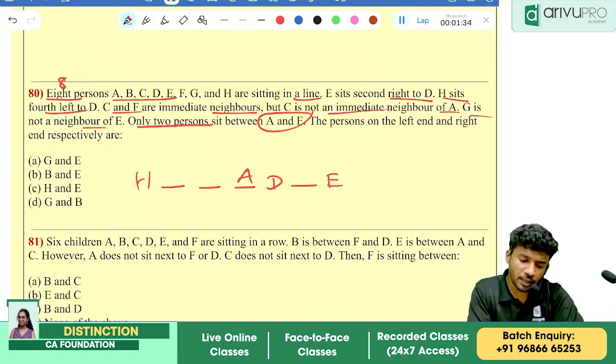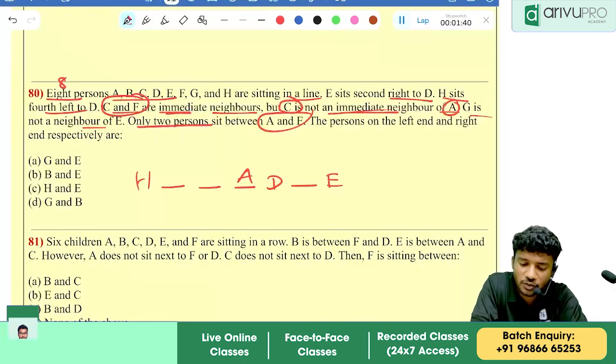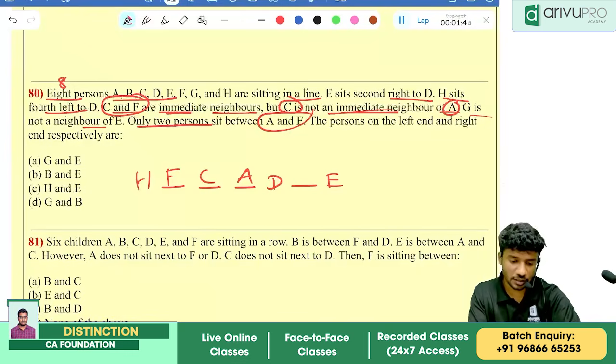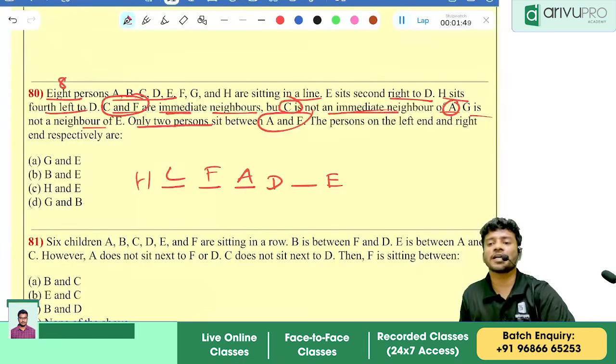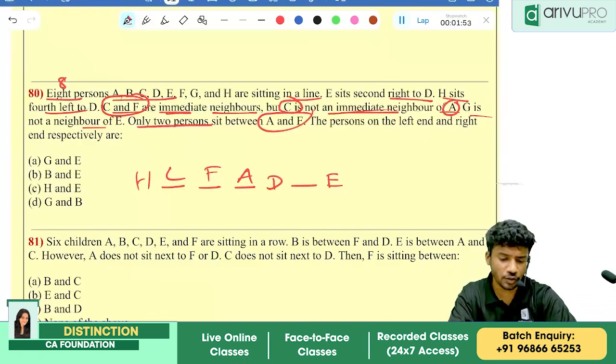Who all are neighbors? C and F are immediate neighbors, but C does not sit next to A. That means FC will be the case, right? Is it? No, it will be CF. Why? Because C cannot sit next to A. Now who all are remaining? You tell me.